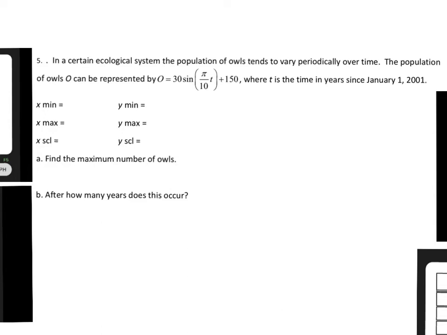in the first slide. So this question says, in a certain ecological system, the population of owls tends to vary periodically over time. The population of owls can be represented by this function. Now I always like to label what I see. So I see that there is an A value here. This is my frequency B, and this is my D value, my midline. So those are my important key facts right now.